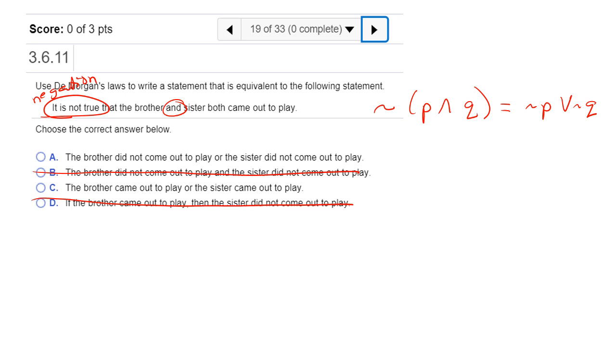Now, I need it to say something to the effect that the brother cannot or did not come out to play. So the first one, the brother did not come out to play, or the sister did not come out to play. C is the brother did come out to play. That did not have the not. So my answer choice is A.